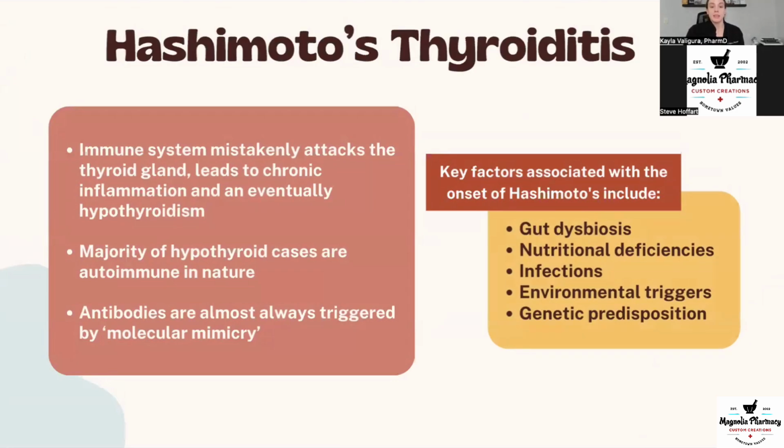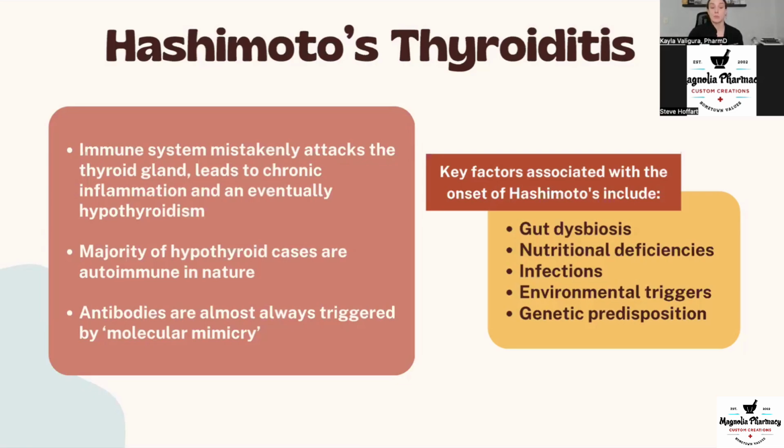So getting into Hashimoto's, what it is exactly. Like I said, it's autoimmune in nature. That's when our immune system mistakenly attacks the thyroid gland, leading to chronic inflammation and eventually hypothyroidism. The majority of hypothyroid cases are autoimmune in nature, as I previously mentioned. And these antibodies that are produced are almost always triggered by what's called molecular mimicry. A good example of that when it comes to thyroid disorders is gluten.